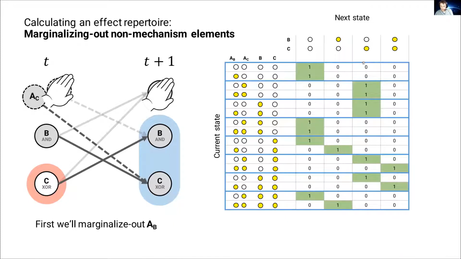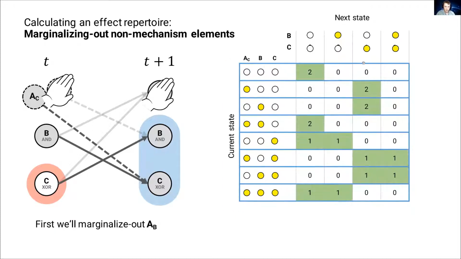So to skip through those. So we marginalize first over the input from A to B. Then we marginalize, and you can see in this circumstance, we have to normalize over the impact of the current state onto the next state, because we've ended up with a greater than 1 probability mass for the next state. So we normalize from 2 to 1, or from 1 to 1/2 down here, as you can see.